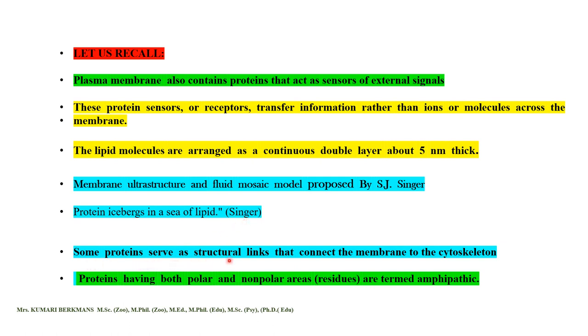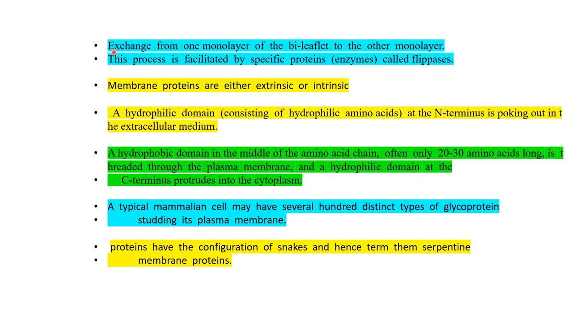Some proteins serve as structural links that connect the membrane to the cytoskeleton. Proteins having both polar and nonpolar areas are termed amphipathic. Exchange from one monolayer of the bilayer to the other monolayer is facilitated by specific proteins, that is enzymes called flippases. Membrane proteins are either intrinsic or extrinsic.